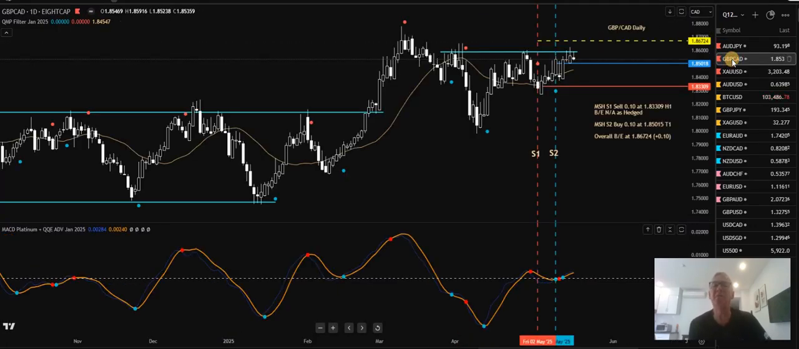Pound CAD. Now this is a loss recovery type. No, this is not loss recovery. What am I? Jesus, Jim. This is a multi-sequence hedging. So the first trade was this sell here.